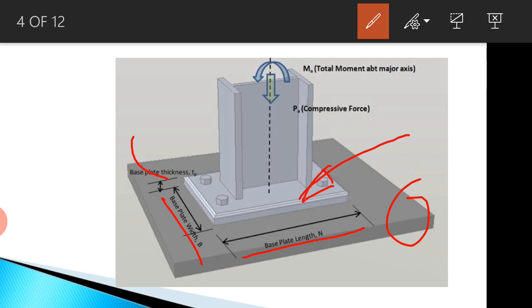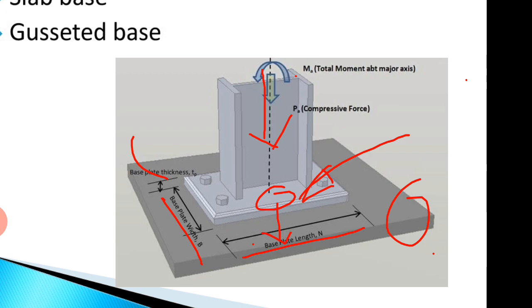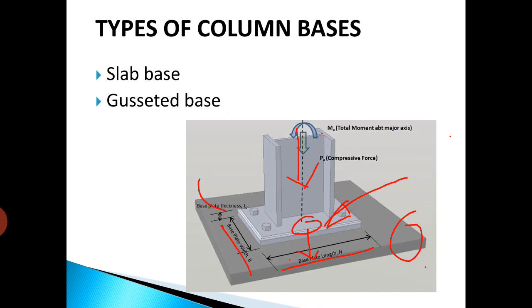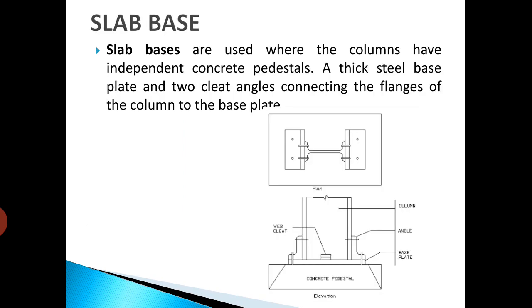Okay, so ultimately, whatever load is transferred through this column will be carried safely to the base plate, and through this base plate it will transfer to the concrete pedestal. Okay, understood. So this is an overall picture of how the load transfers from the base plate to the concrete pedestal. So we will discuss the types, that is slab base and gusseted base. Okay, so first is slab base.